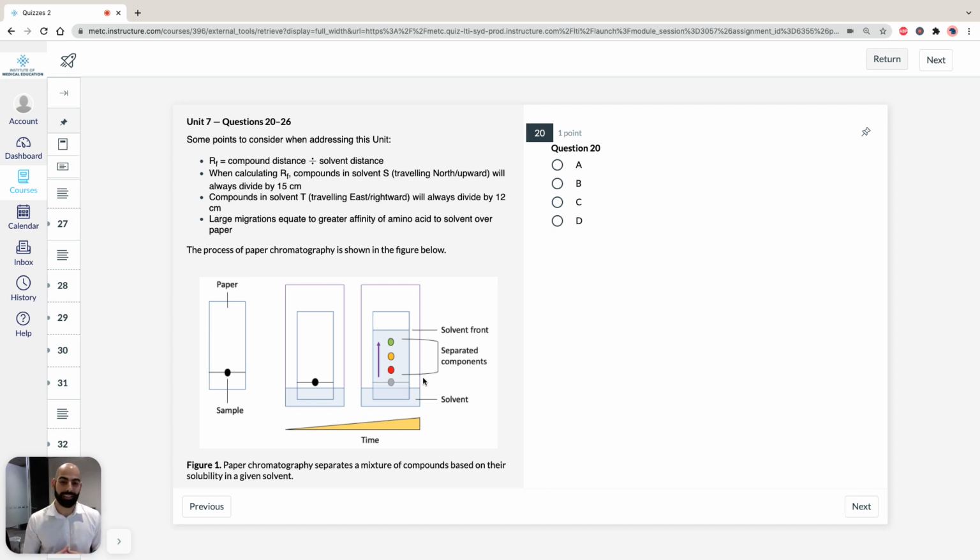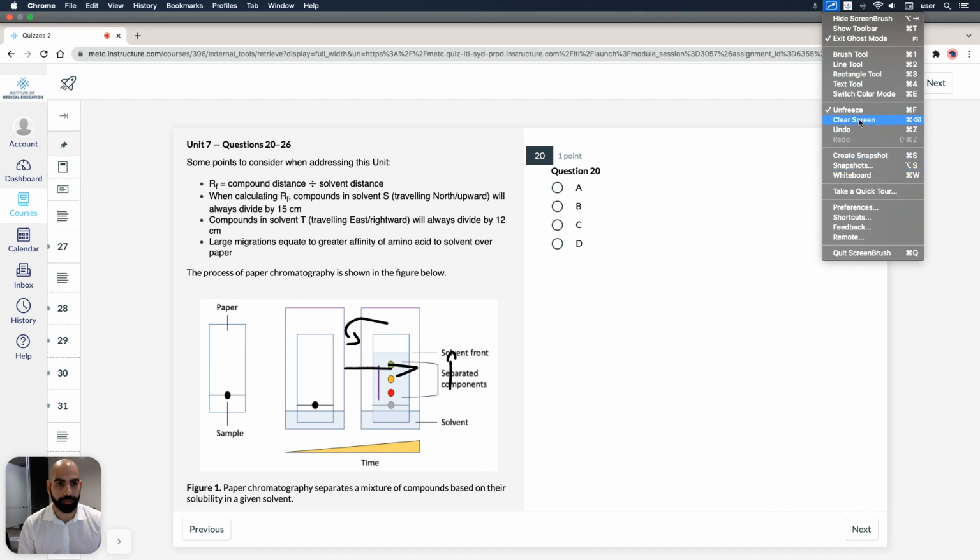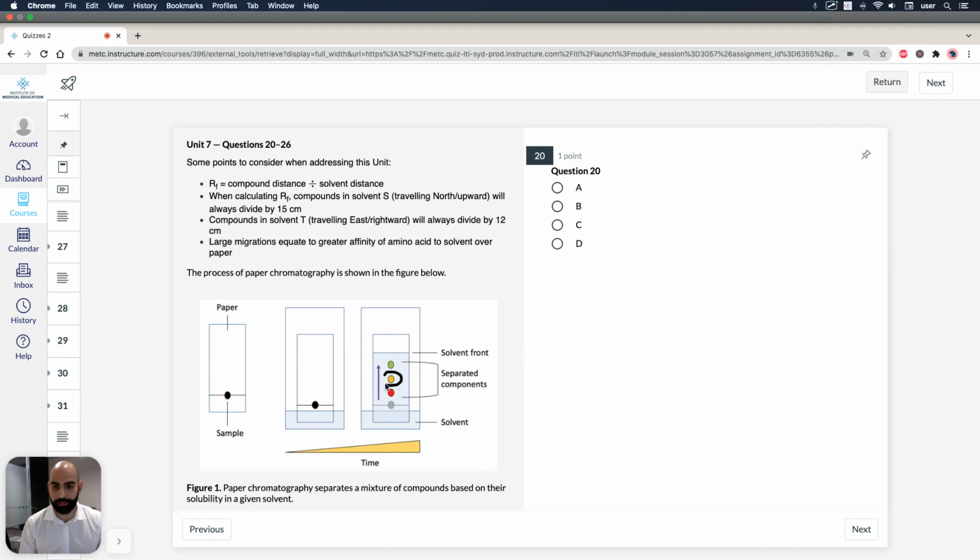But this is where it gets interesting, because in this unit they turned this paper around and did the same process, but instead of going up, it's going this way. The reason is that sometimes this dot might make you think it represents one amino acid. That's not true. It could represent 5 amino acids. They might all have the same migratory distance in the solvent. So that's why we included another solvent, so we can separate the other amino acids. That's what this whole unit is about.